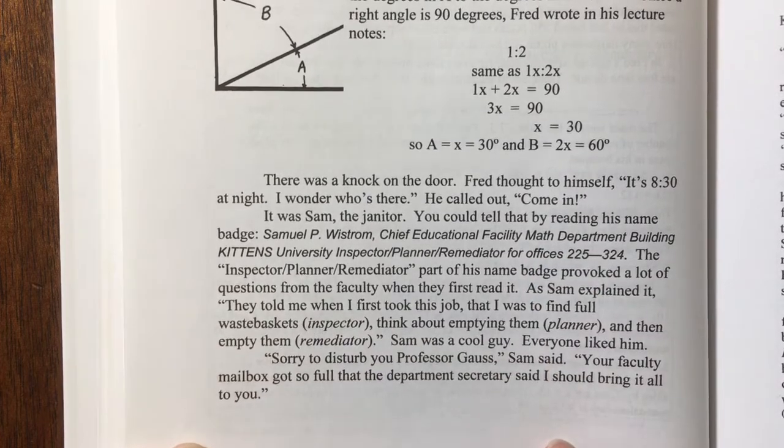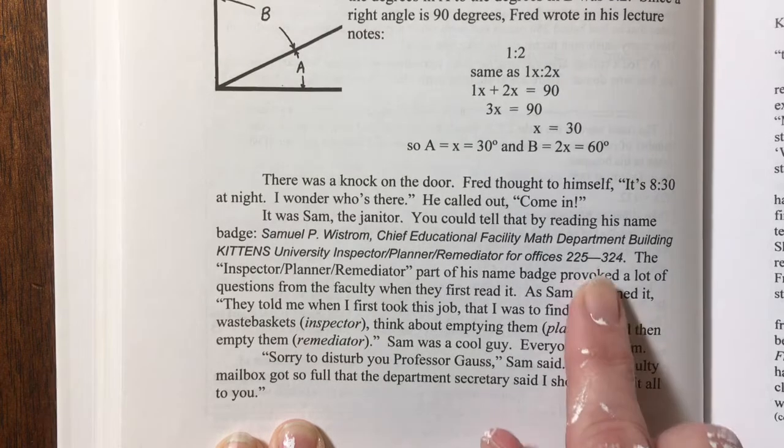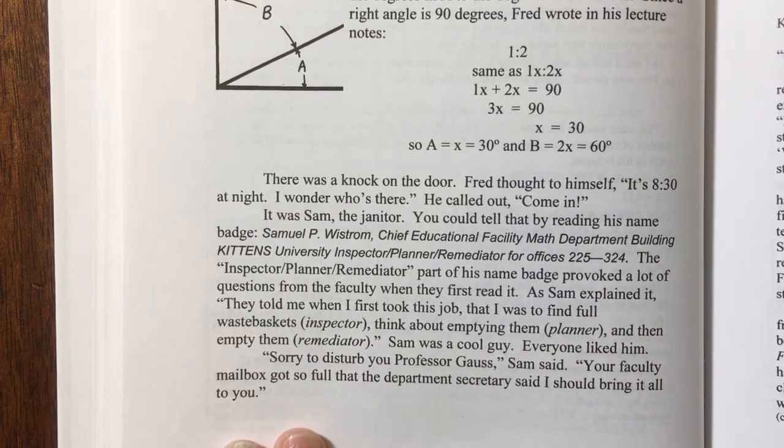There was a knock at the door. Fred thought to himself, it's 8:30 at night. I wonder who's there. He called out, come in. It was Sam the janitor. You can tell that by reading his name badge, Samuel B. Winstrom, Chief Educational Facility, Math Department Building, Kittens University, Inspector, Planner, Remediator for offices 225 through 324.